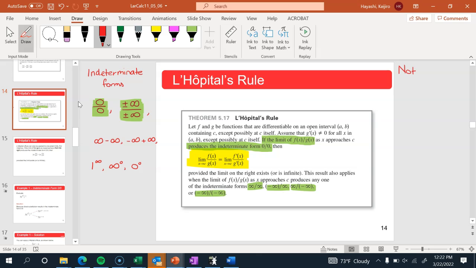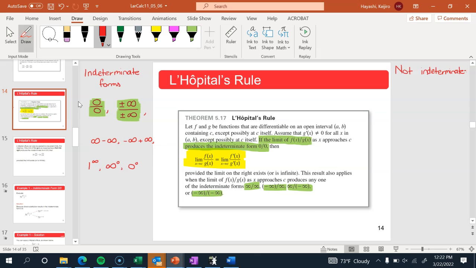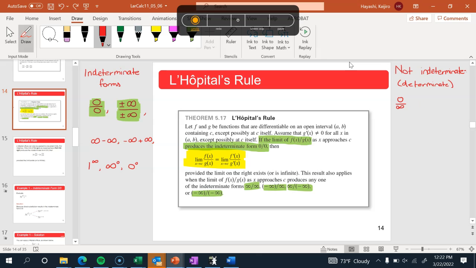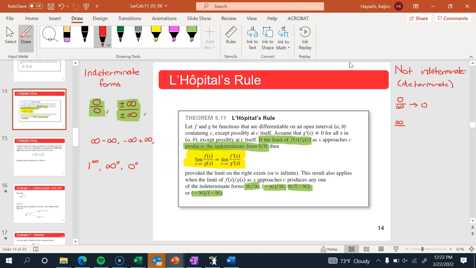and therefore, you can't use L'Hopital's rule on these. These are not indeterminate. Or in other words, they are determinate. 0 over infinity, that's just 0. Well, we'll say that just tends towards 0. Infinity divided by 0, well, that just tends towards infinity.